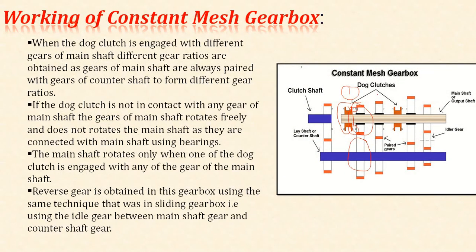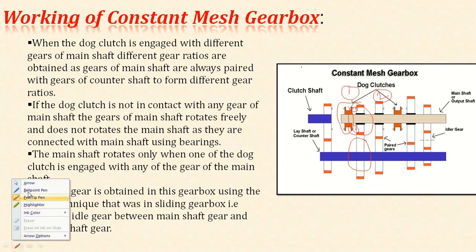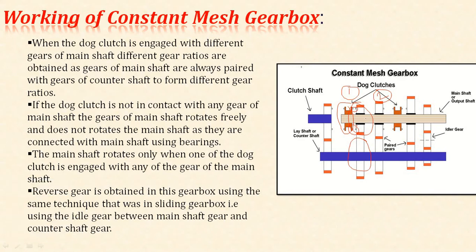This is the second gear, in which the dog clutch is engaged with the second gear and transfers the torque, which is a minimum torque and maximum speed compared with the first gear.